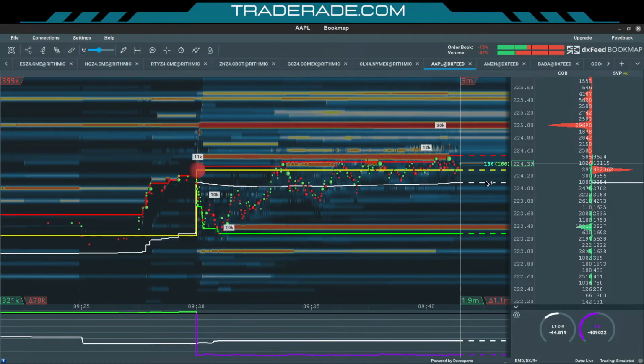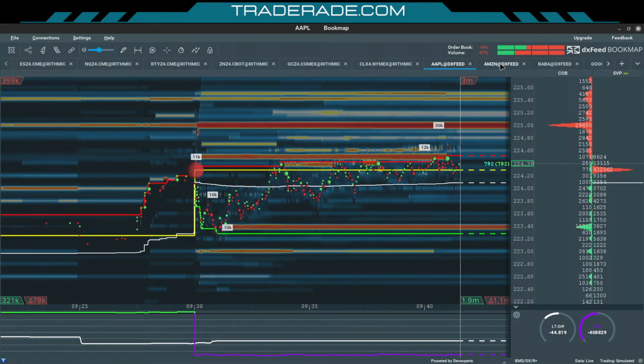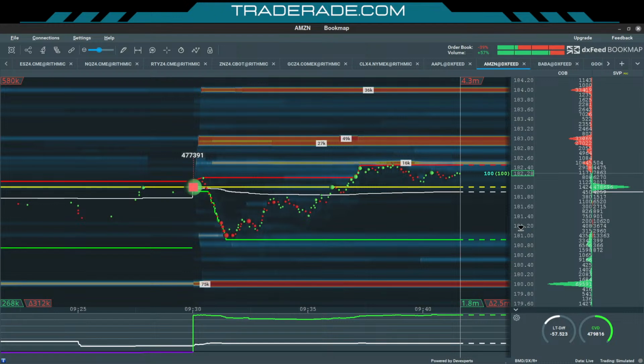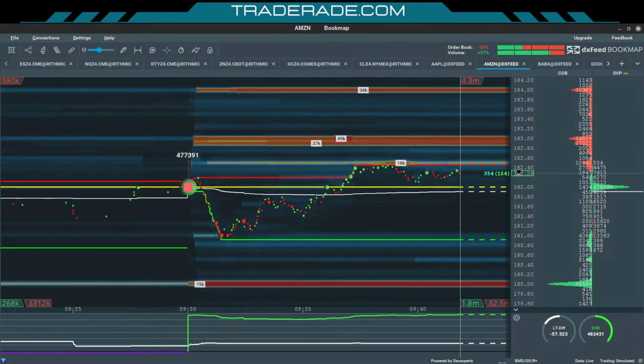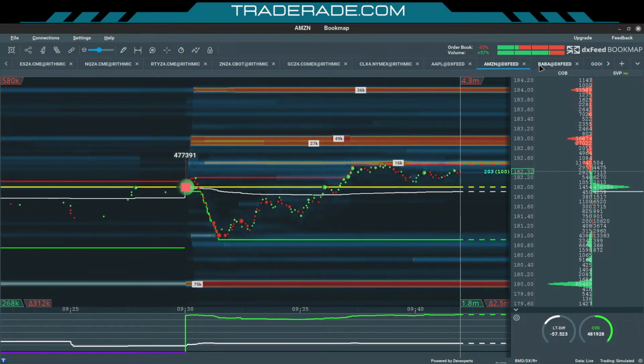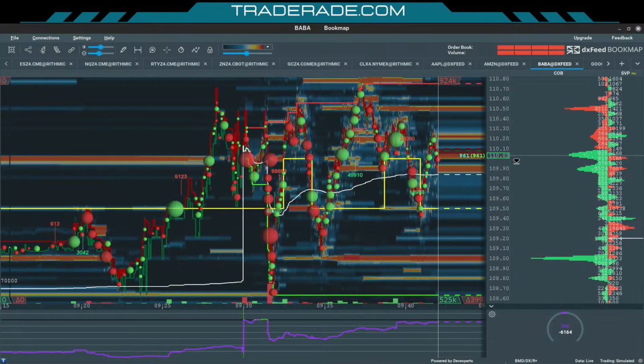Apple consolidating and starting to push higher, just testing the point of control, making new cash session highs recently, trading 224.46. Amazon also making new cash session highs recently. Perhaps these are helping to explain why the NASDAQ is a little bit more resilient than the S&P so far. And it is trading above its VWAP and point of control with reasonable amount of supply here between 182.90 and 183. Between the two, just about 60,000, 63,000 on offer.